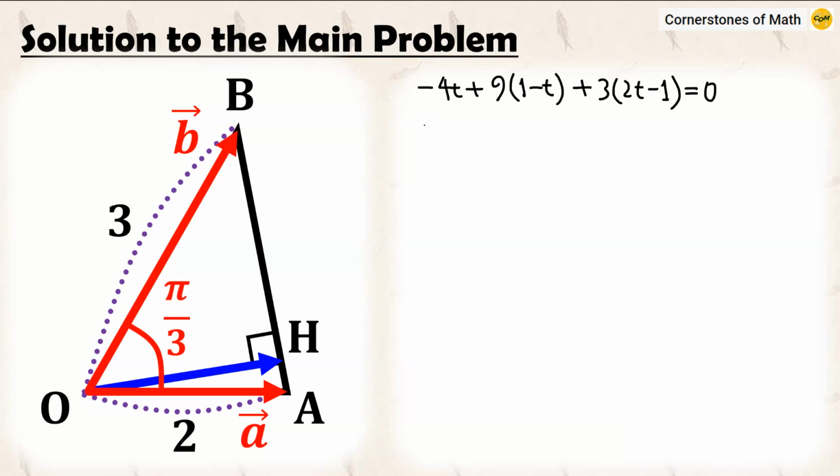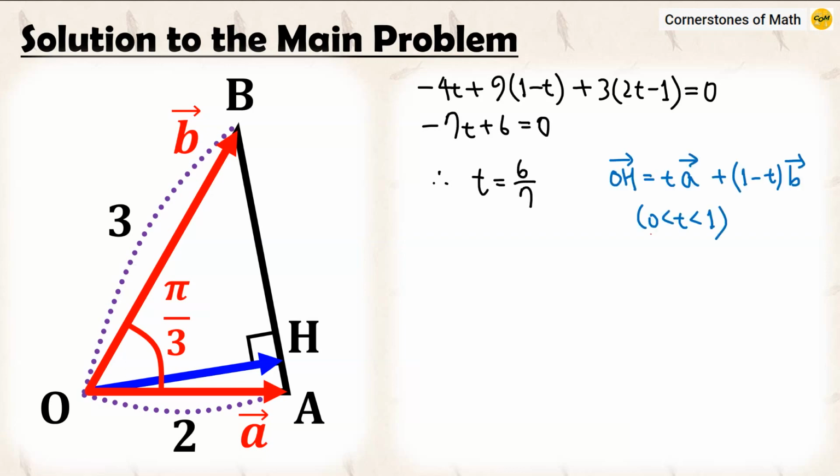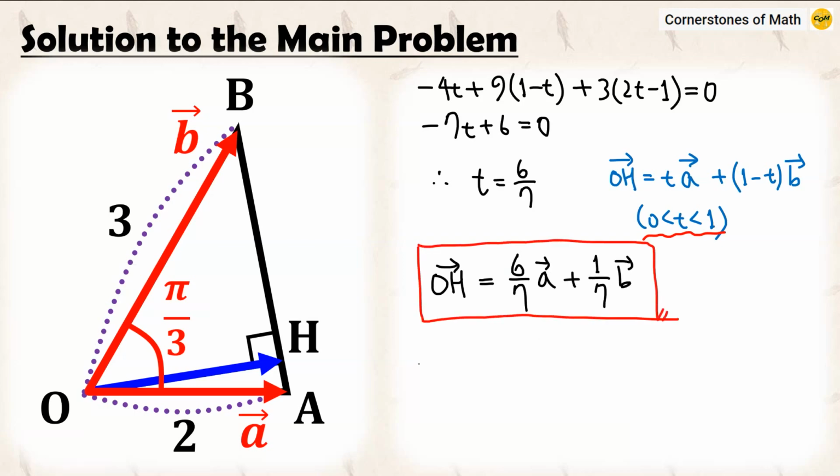And if we simplify, we have minus 7t plus 6 equals 0, which gives t equals 6 over 7, which is indeed between 0 and 1. This value of t gives vector OH equals 6/7 vector A plus 1/7 vector B. And this means that the ratio of AH to HB is given as 1 minus t to t, so it should be 1 to 6.